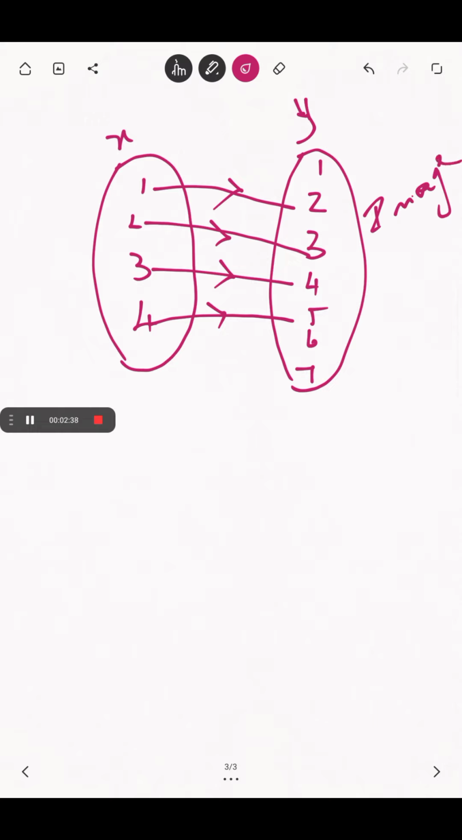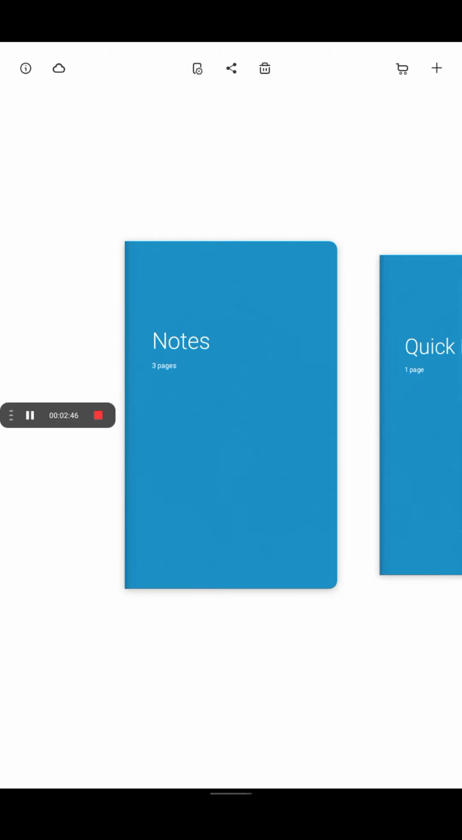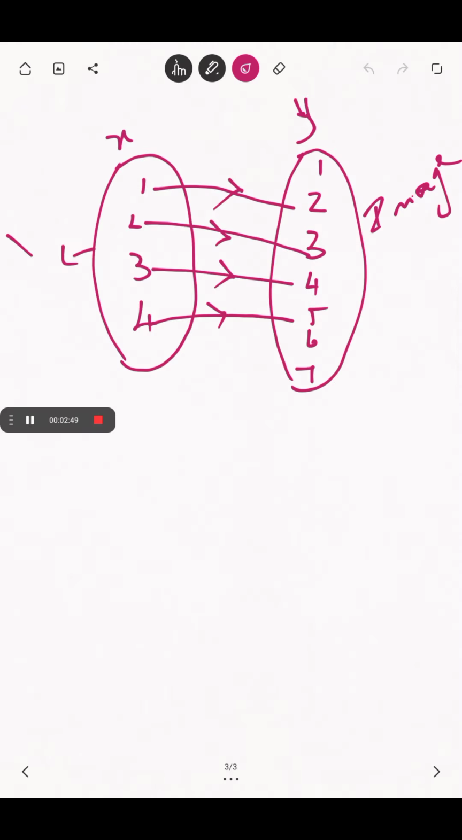The pre-image means the values of x, that means input. This is the pre-image. I hope you understand this.